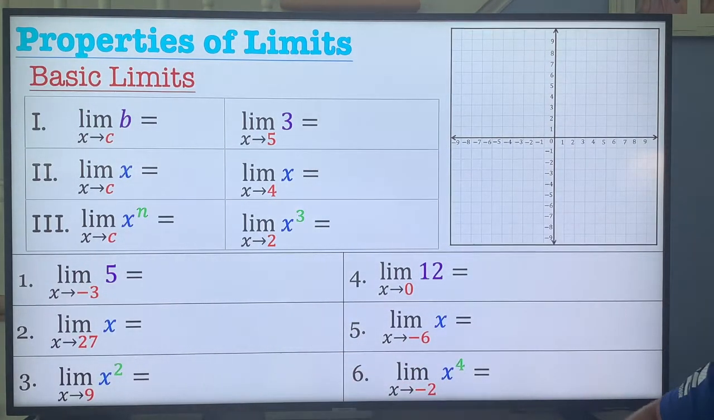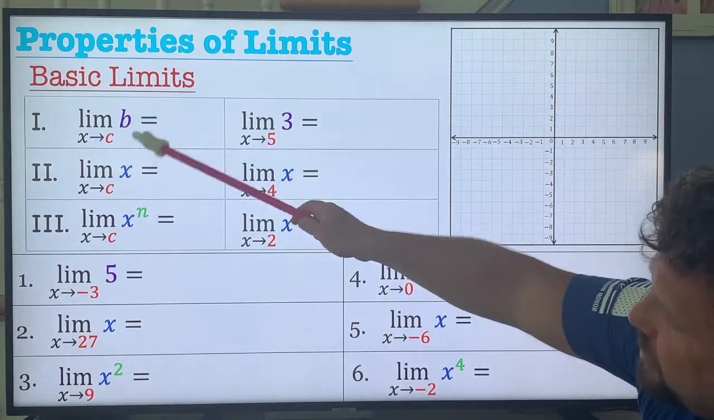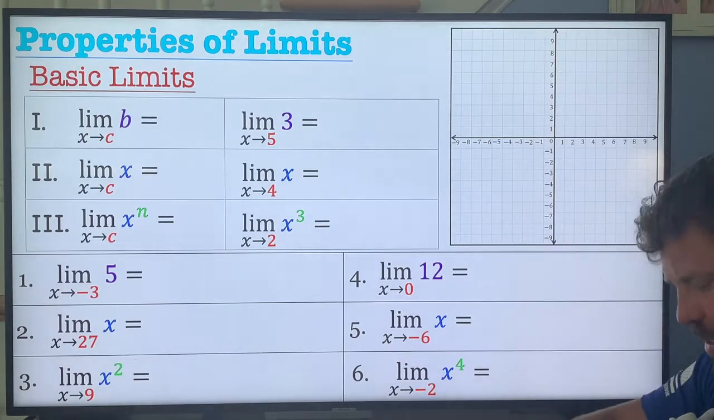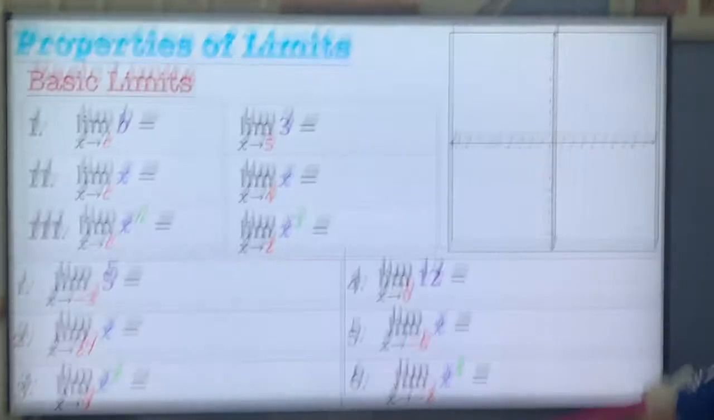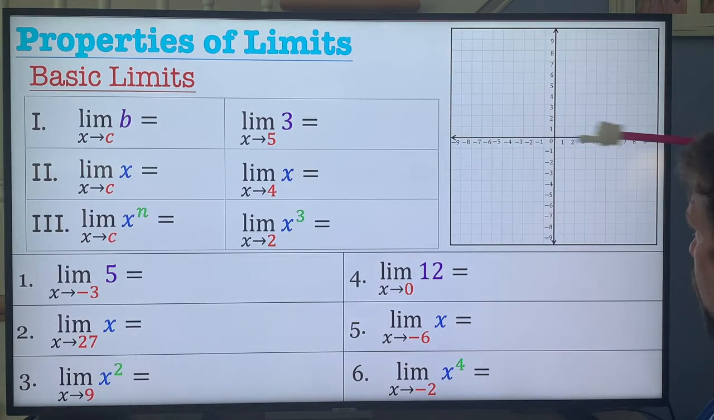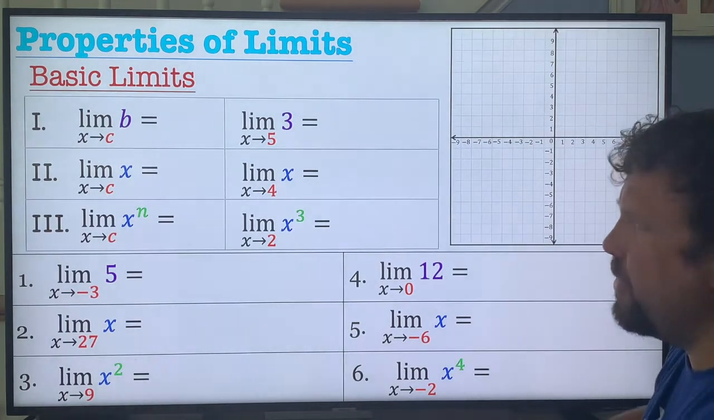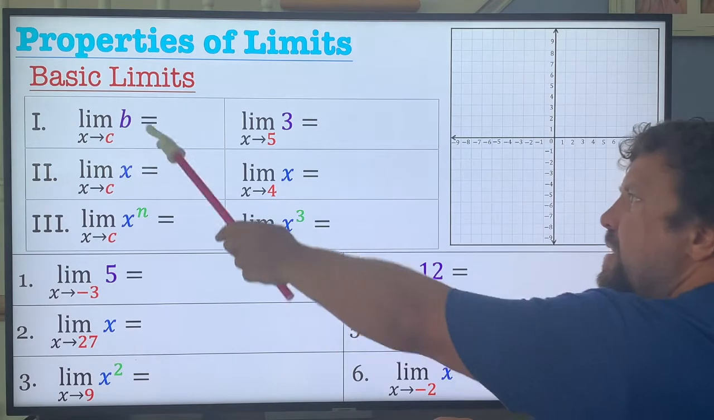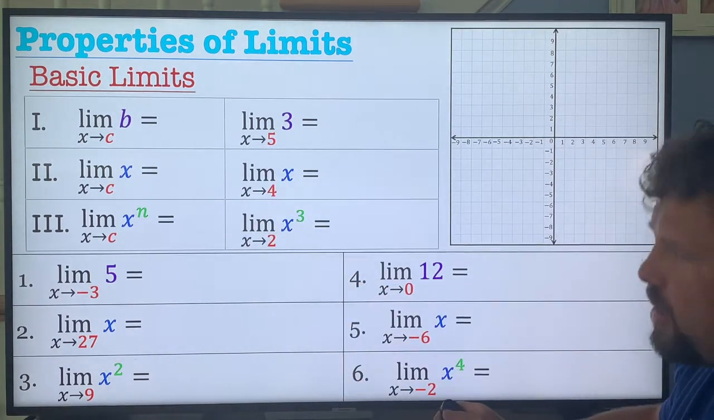We're going to start with the basic limit. So what is a basic limit? Well, the limit of something as x approaches something. Remember what we said? The limit of b is your function, as x approaches c. C is what's on your graph line right there. So if you just have the limit of b, where b represents a constant, what do you think that would be?